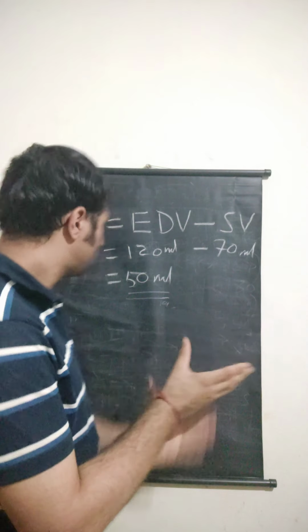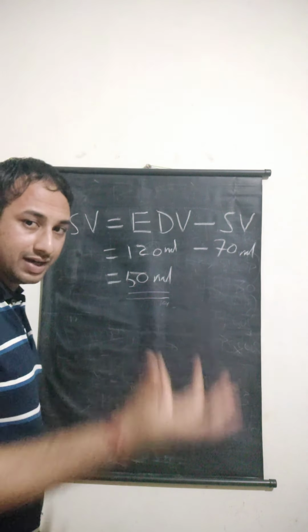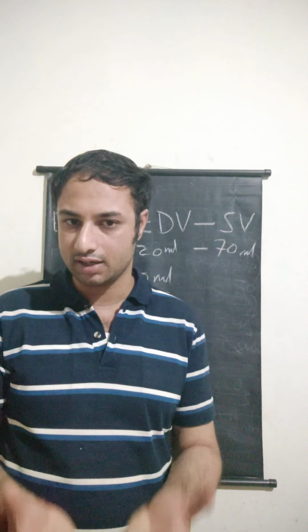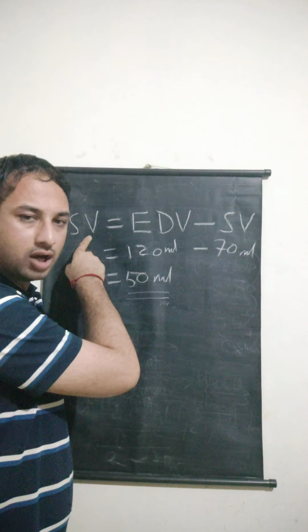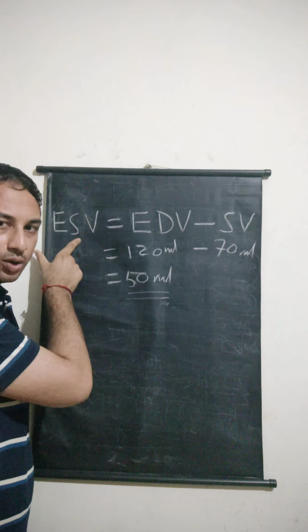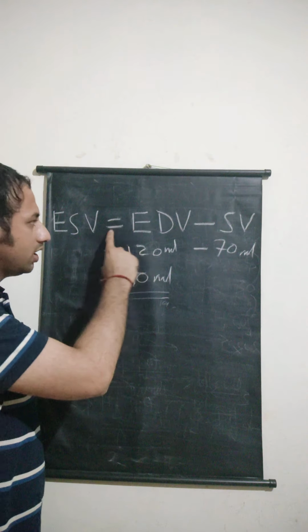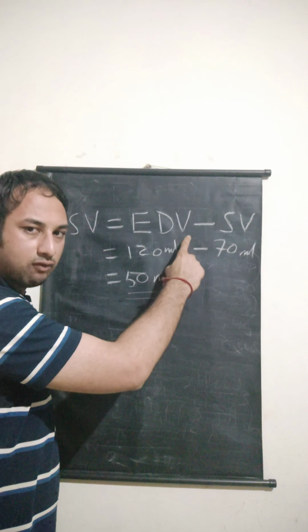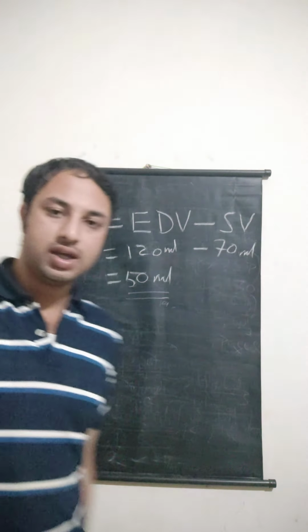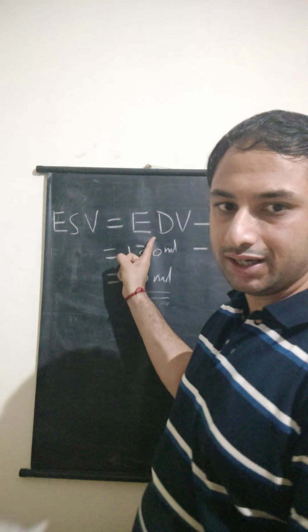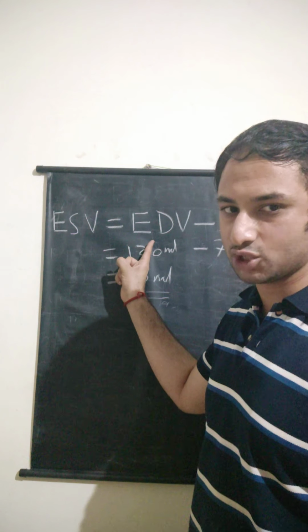To calculate the end systolic volume, which is related to the heart circulatory system, I am going to discuss it. This is the equation: end systolic volume equals end diastolic volume minus stroke volume. Before starting with this, I will discuss what end diastolic volume is.